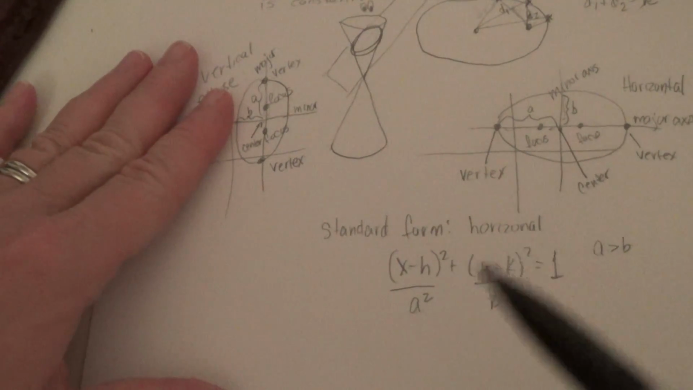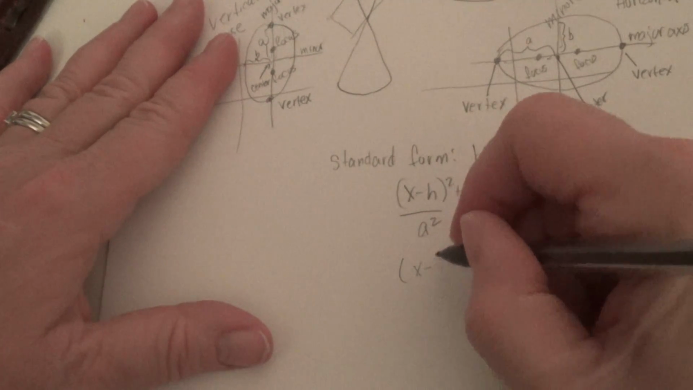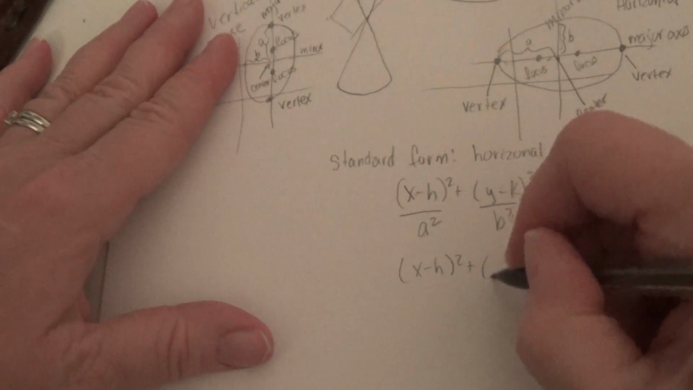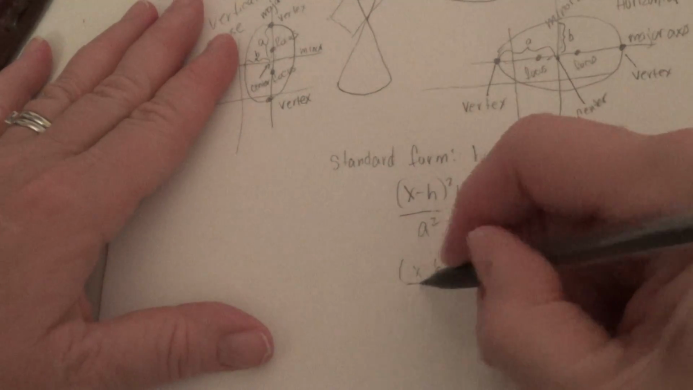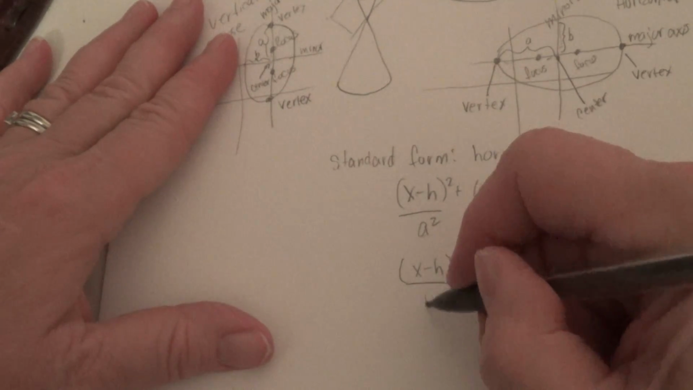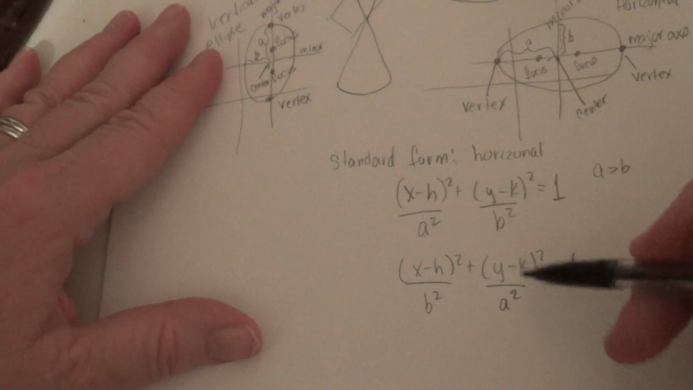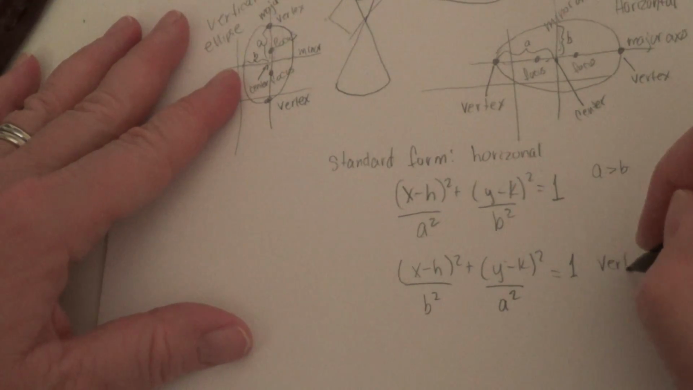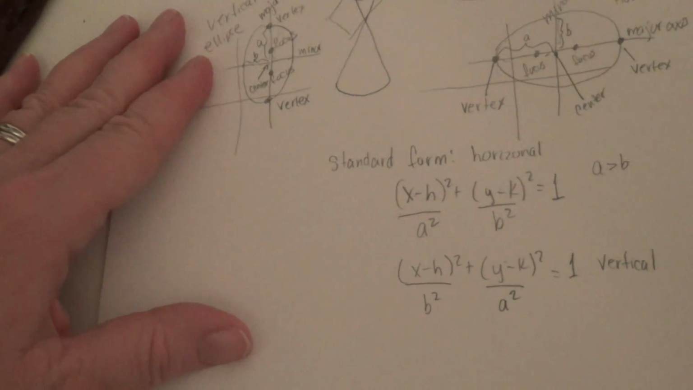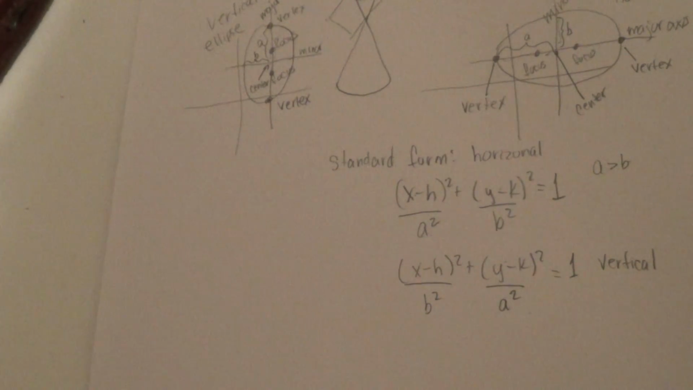So let's show you that one, standard form for that. I'll write the tops the same, and the 1 the same. It's just that the a squared and the b squared are going to switch. Now the larger one, a, is under the y squared term, and this is a vertical ellipse. All right, so let us go ahead and do a problem, and we'll be done.